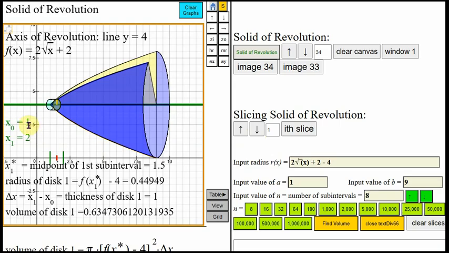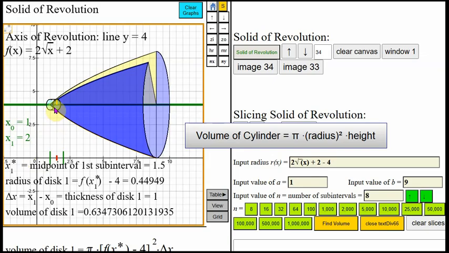The first slice is between x equal to 1 and x equal to 2, and so the midpoint is 1.5. The thickness of this cylinder will also be 1, just like the thickness of the slice. Now to get the volume of a cylinder, we need the radius and the height of the cylinder. The height of the cylinder is just the thickness of the cylinder. To get the radius of the cylinder, we're going to use the midpoint.